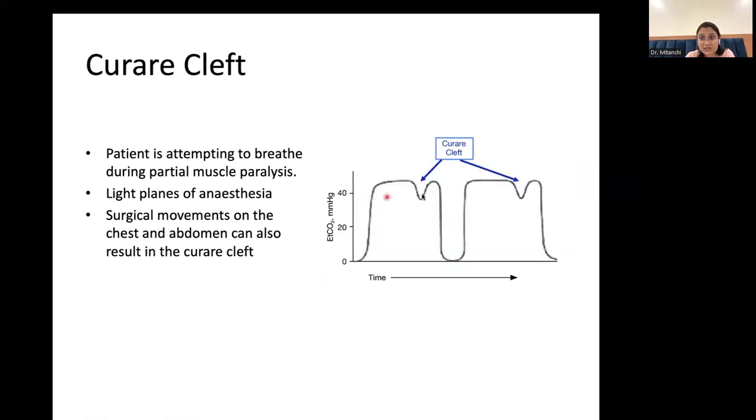Curare cleft. Now, this is the shape of a curare cleft seen in capnograph. This is showing light planes of anesthesia. My patient is coming out of neuromuscular blockade.